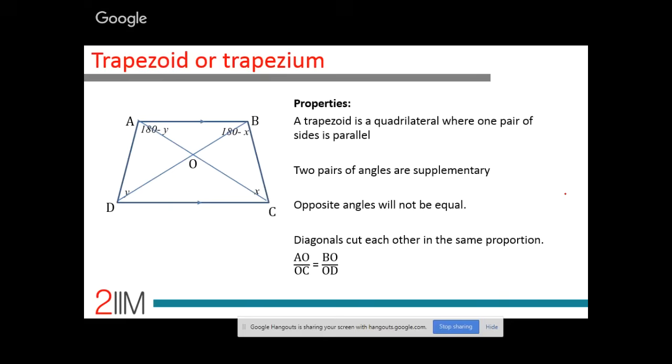Again, it's nothing but similarity. Two triangles are similar because vertically opposite angles are equal and alternate interior angles are equal. So the triangles will end up being similar, and the diagonals cut each other in the same proportion.